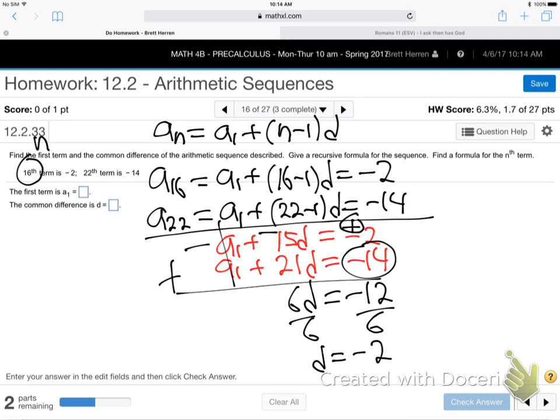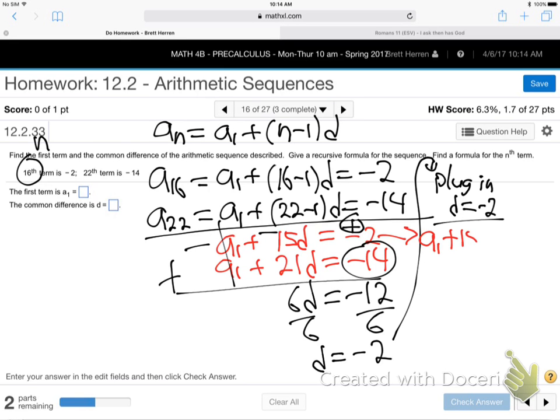We got our d. What do we do? Plug it in now. Plug in d is minus 2. Where? To any one of these equations you want, really. So I'll grab this one, let's say. a1, before I changed its signs, just use it the way it originally was.